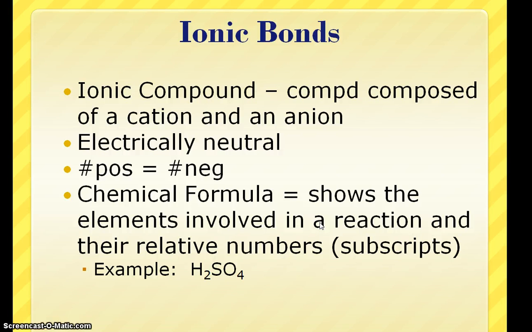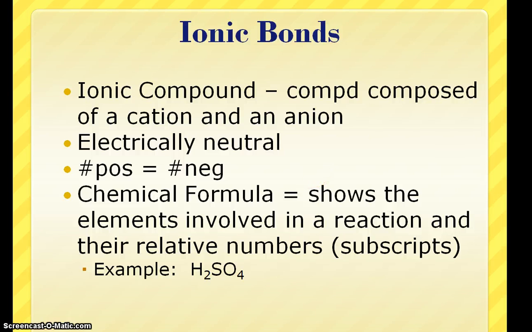And in order to show this, we're going to write chemical formulas that show the elements involved and their numbers. So in H2SO4, sulfuric acid, H is for hydrogen. The little 2 behind it is a subscript that shows that there are 2 atoms of hydrogen. But then there's the S, which stands for sulfur. You'll notice there's no subscript there. No subscript means a 1. And then the O for oxygen, and there are 4 atoms of that.